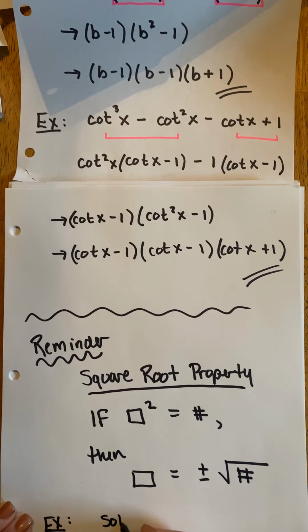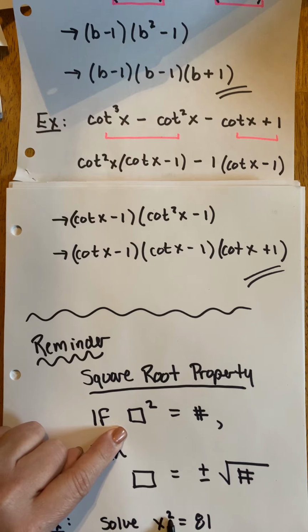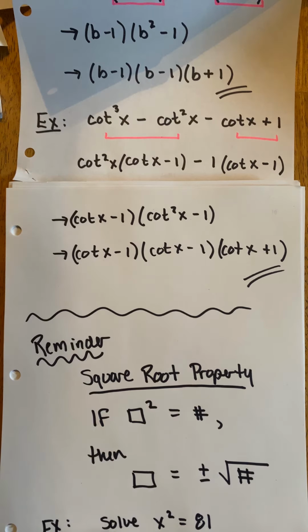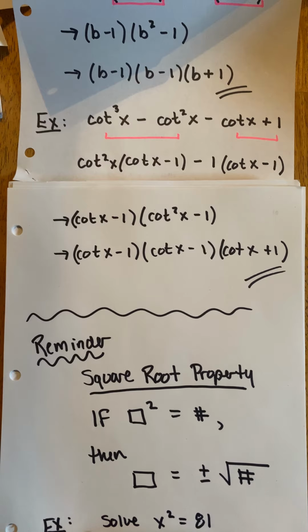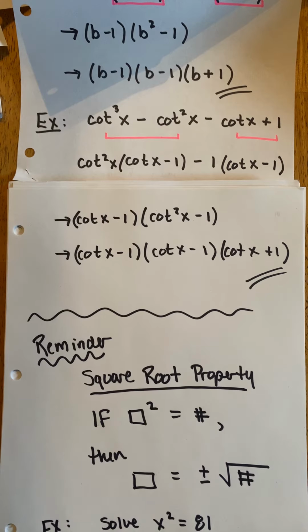to solve x squared equals 81, then the answer would be x is equal to, so something squared equals a number, then what we're squaring, which is x, is equal to the positive or negative square root of 81, which would be positive or negative 9. And negative 9 squared is 81, positive 9 squared is 81.